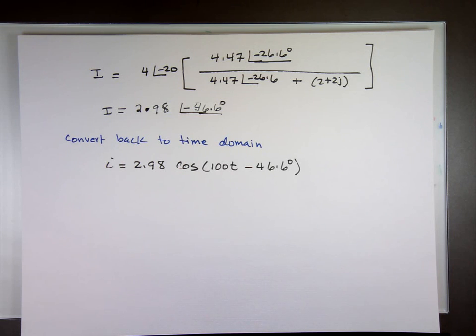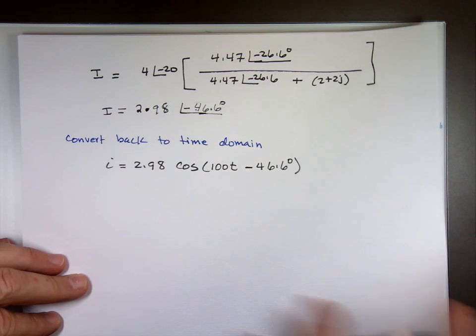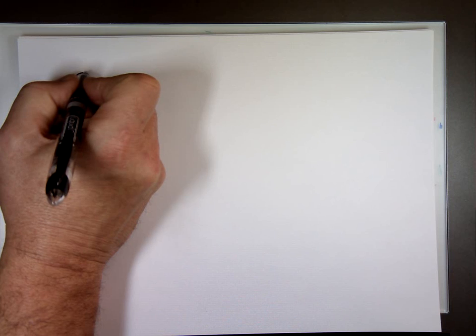I'll do another one. I think I have time for one more. So let's take this one. 2.5. Wait. Sometimes I jump the gun. Let me write the expression first because I don't have room.